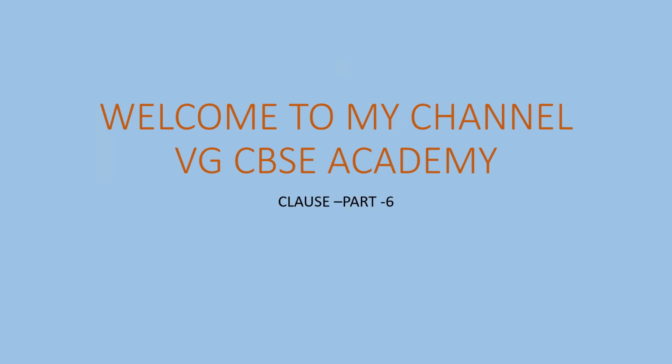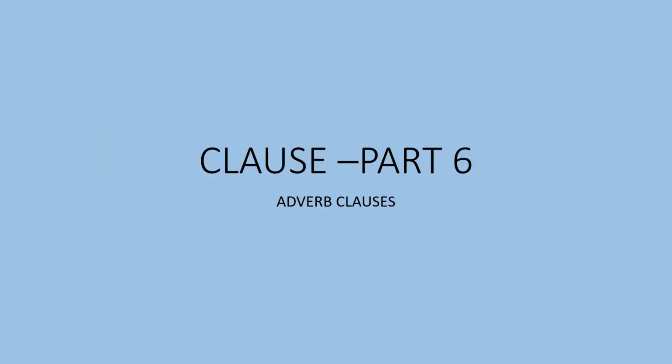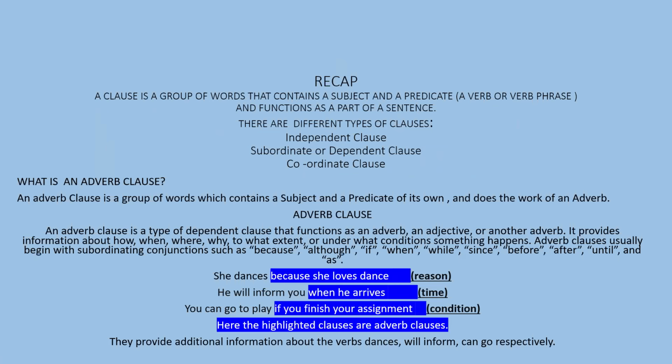Today we are going to learn about the clause part 6. In this, we are going to learn about adverb clauses. Let's have a recap of a clause. A clause is a group of words that contains a subject and a predicate, a verb or a verb phrase, and functions as a part of a sentence. There are different types of clauses: independent clause, dependent clause or subordinate clause, and coordinate clause. What's an adverb clause? You have already come across noun clause and adjective clause. Today we are going to learn about adverb clause.